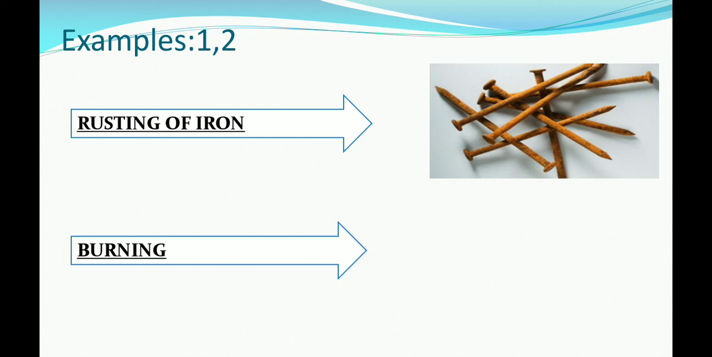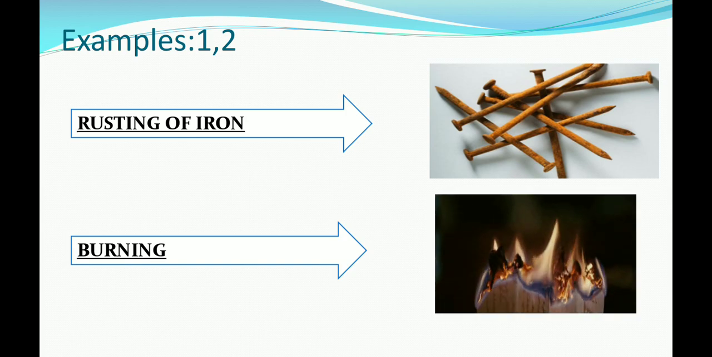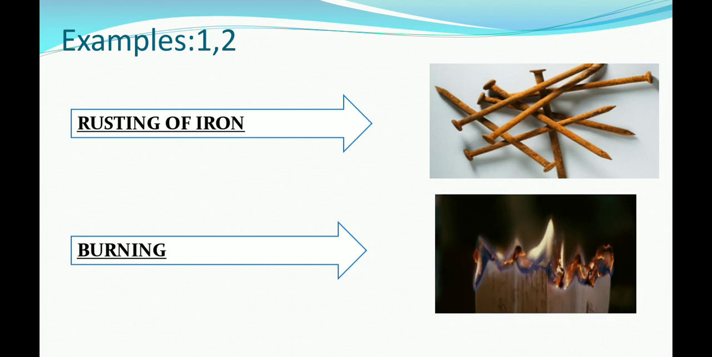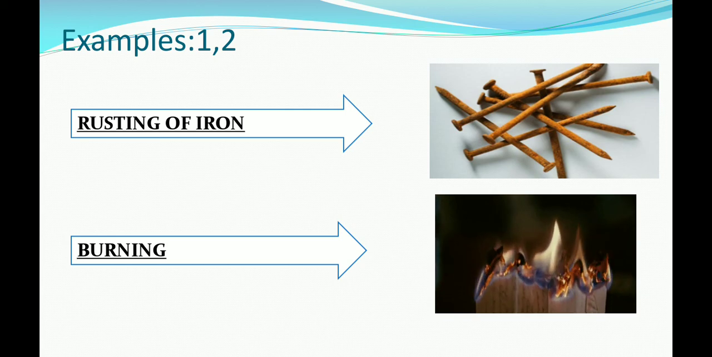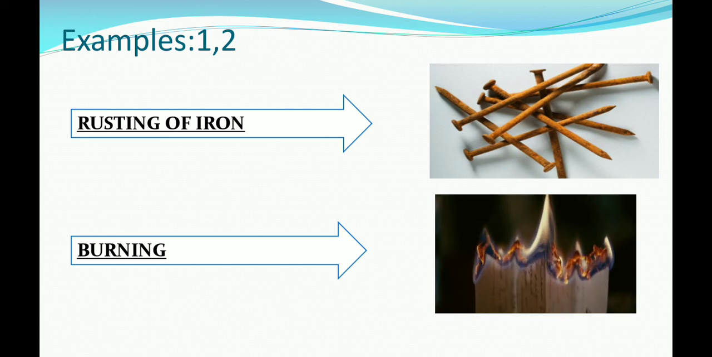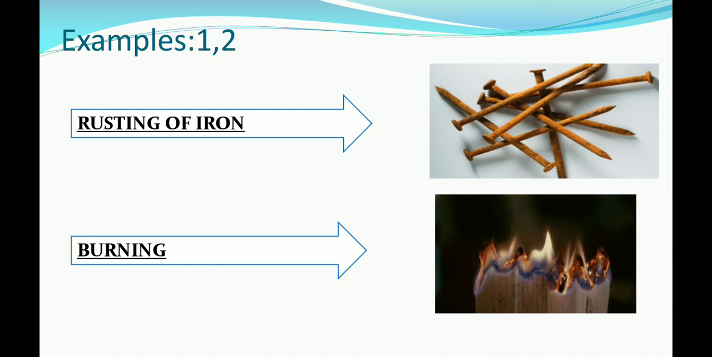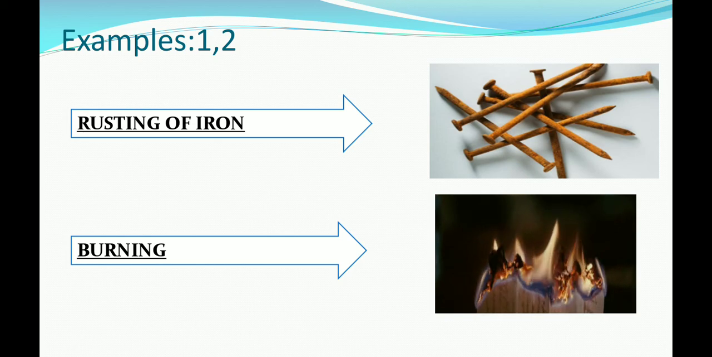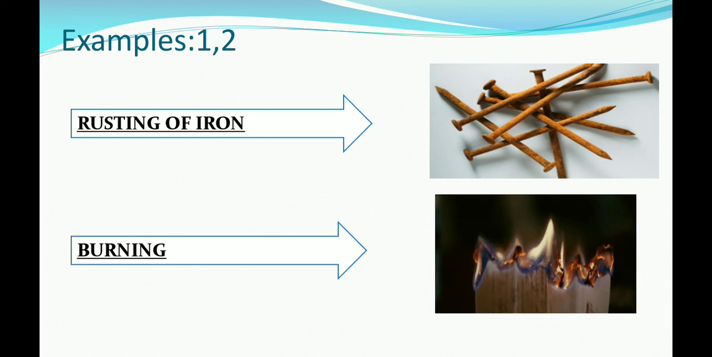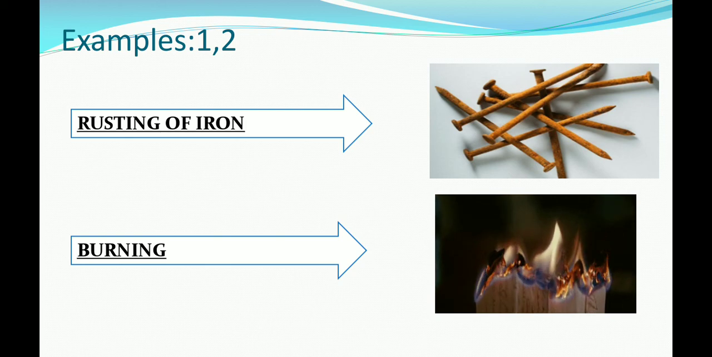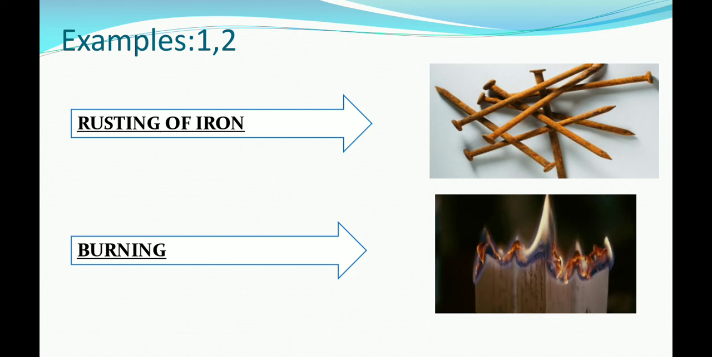Burning is a chemical change. In burning, in the presence of oxygen, the substance burns to produce carbon dioxide, ash and water vapor. For example, burning of a piece of paper is a chemical change. When a piece of paper is burnt in the presence of oxygen, it produces carbon dioxide, ash and water vapors. New substances are formed as a result of burning, so it is a chemical change.